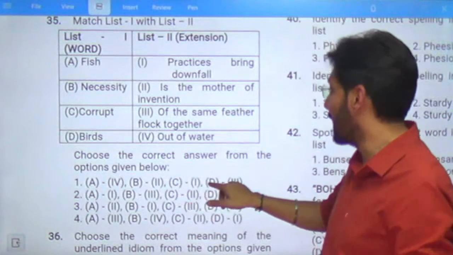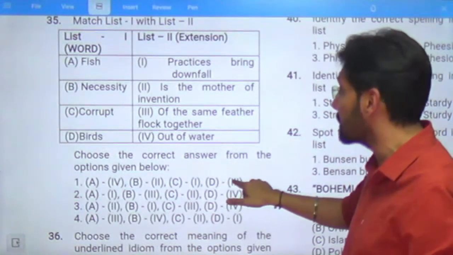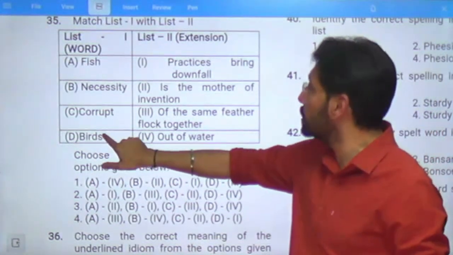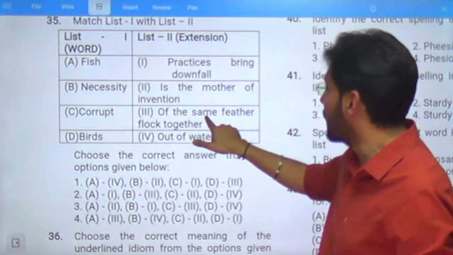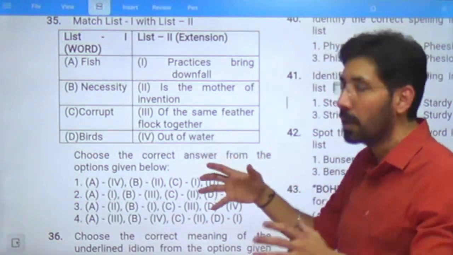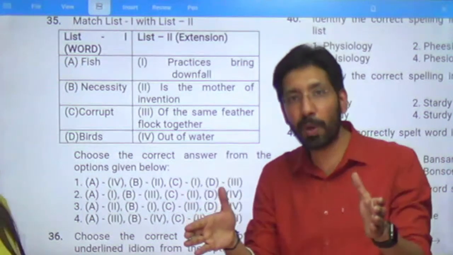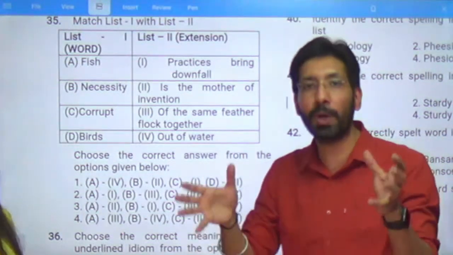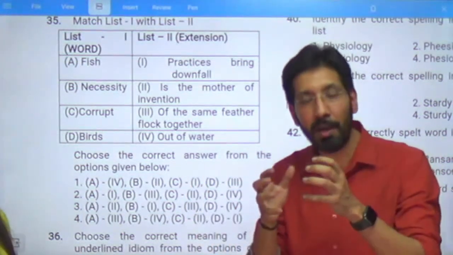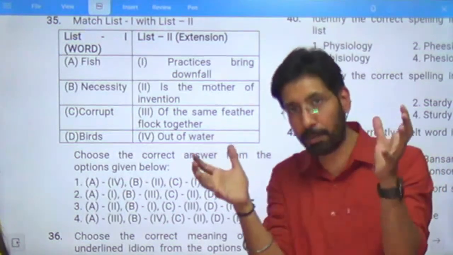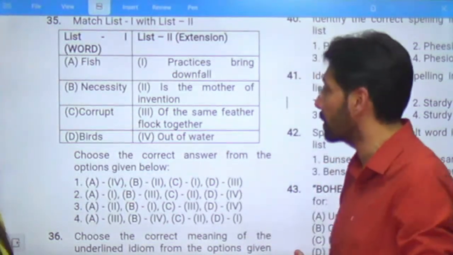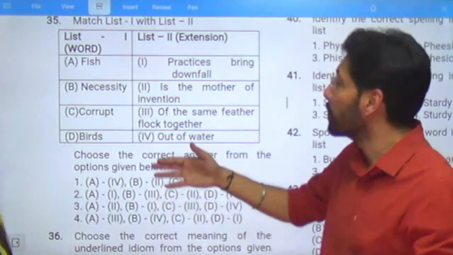And last combination jo mera hai, that is D ke saath 3 ka. D is birds. Birds of the same feather flock together. Same nature wale, same character traits wale log ek saath rehte hain, ek saath rehna pasand karte hain. Satsang matlab ki ek jaisi sangat ke andar rehna pasand karte hain. Ye bhi ek sense bana raha hai. Baki bhi dekh lete hain.